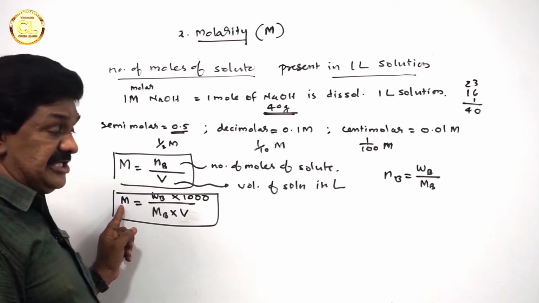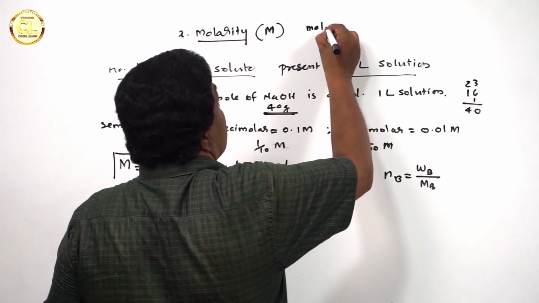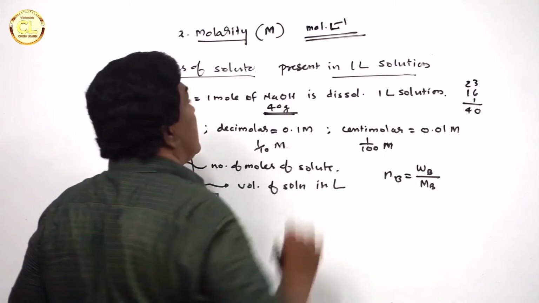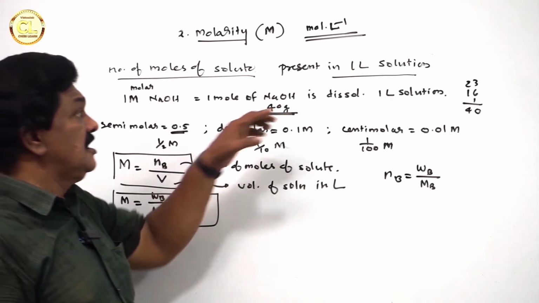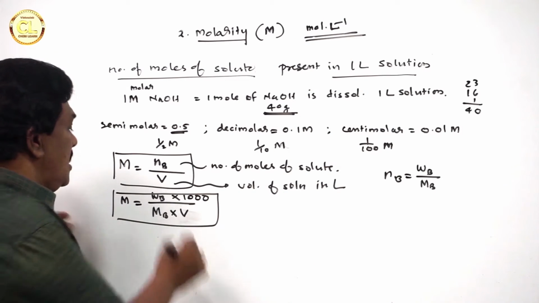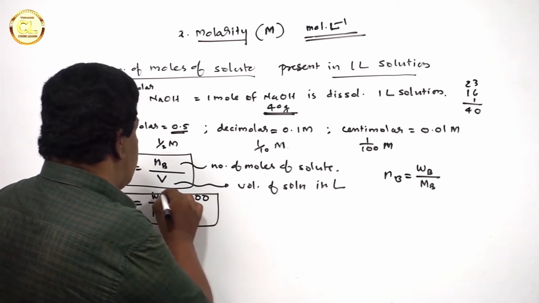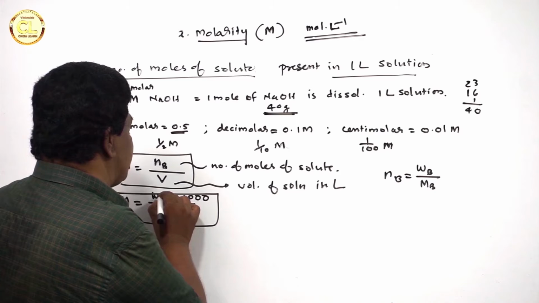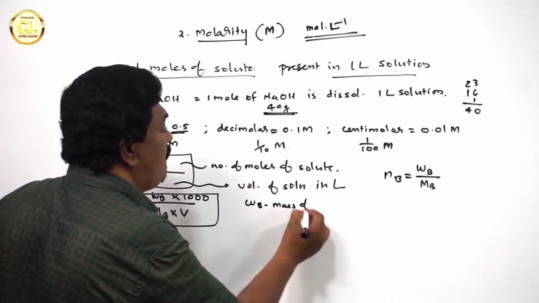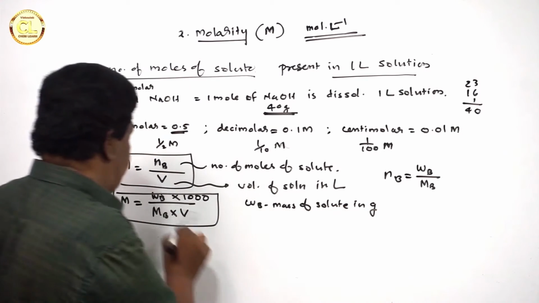Where M is the molarity. What is the unit of molarity? Mole per liter is the unit of molarity, the number of moles in 1 liter of the solution. WB is the mass of the solute in grams.